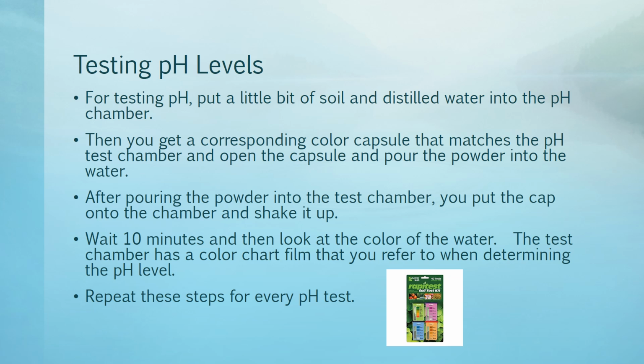Before I could grow my bean plants, I had to test the soil. I bought a soil testing kit from Home Depot that tested all the variables I wanted to test. The soil test tested pH levels, nitrogen, phosphorus, and potash levels. The soil test came with basic instructions that were easy to follow. Basically, you put soil, distilled water, and a powder into a test chamber. You wait 10 minutes and then look at the color of the water. The test chamber has a color chart film that you refer to when determining the pH level. You repeat these steps for every pH test.